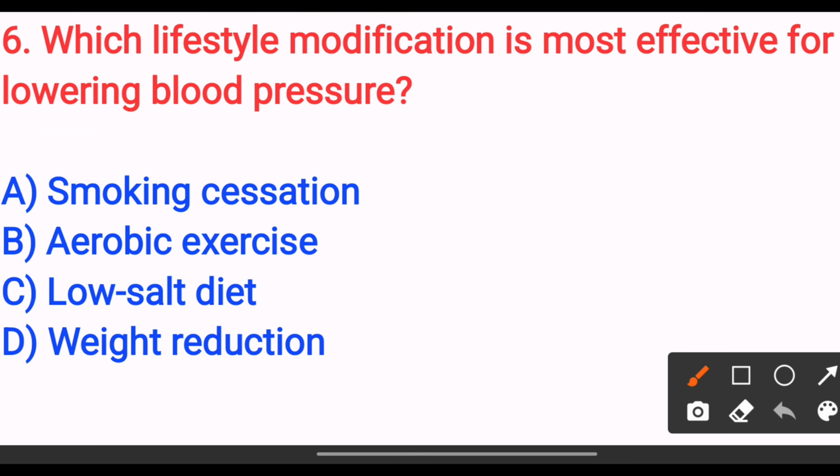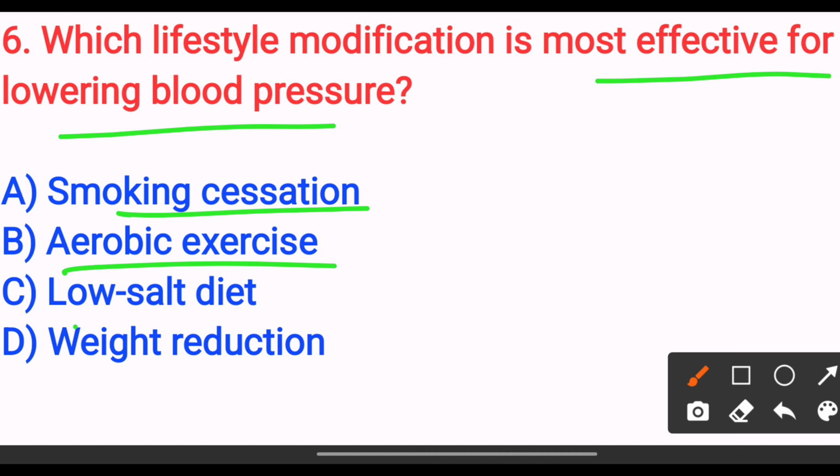Next, which lifestyle modification is most effective for lowering blood pressure? Option A smoking cessation, option B aerobic exercise, option C low salt diet, option D weight reduction. The answer is option D, weight reduction. Weight loss of 5 to 10 kg can significantly reduce the BP. Combined lifestyle changes further help in the future.